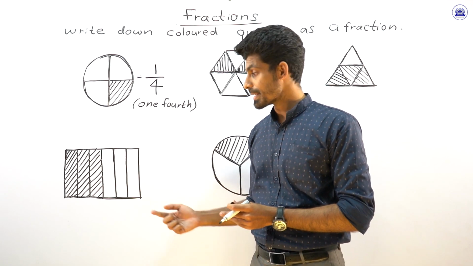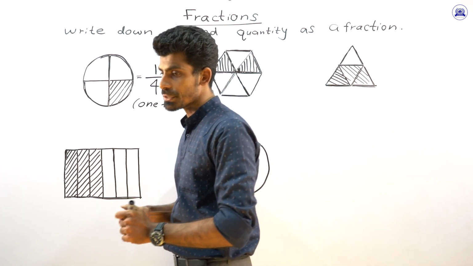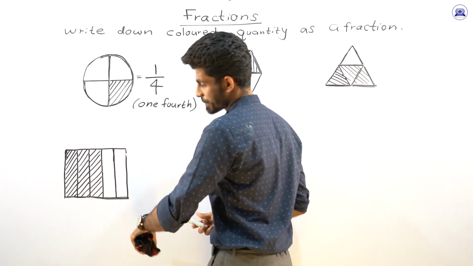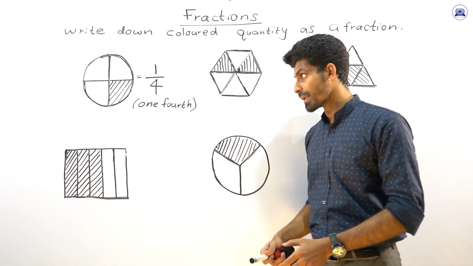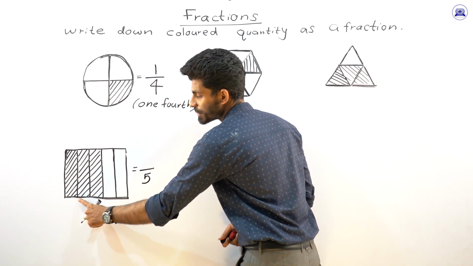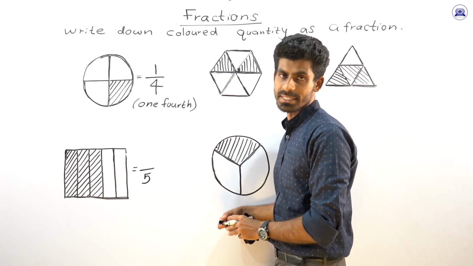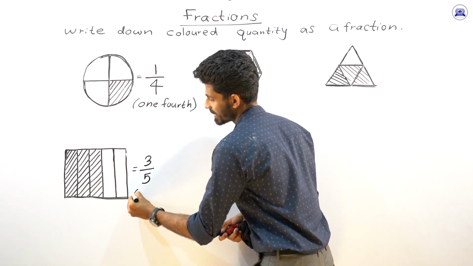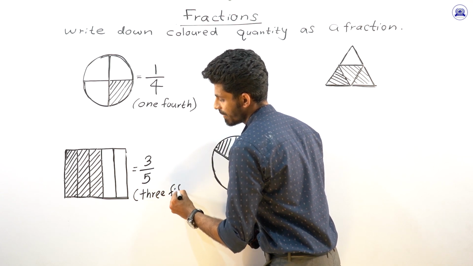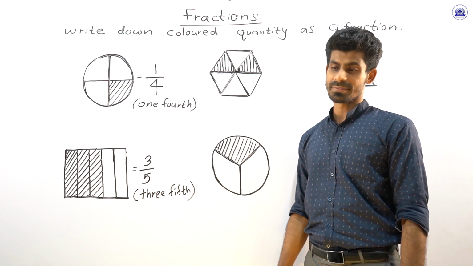Let's consider the second figure. How many portions are there? I'm going to remove that 1 portion there. There are 5 portions. Out of 5 portions, 1, 2, 3 portions are colored. So the fraction is 3/5. How do we say that fraction? 3/5.